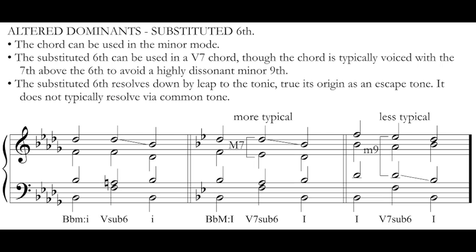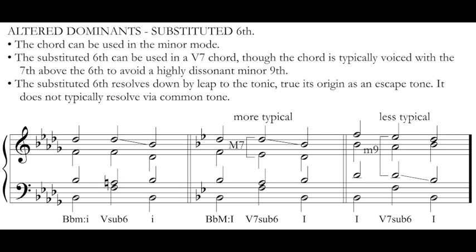This doesn't change too much, but we do have to watch out a little bit for our voicings. When we use a substituted sixth with a seventh, we typically voice the chord with the seventh above the sixth. Okay? This helps us avoid a very dissonant interval of a minor ninth. This interval is a pretty spicy one, and one that is probably a little bit too spicy for some of the music that we study.